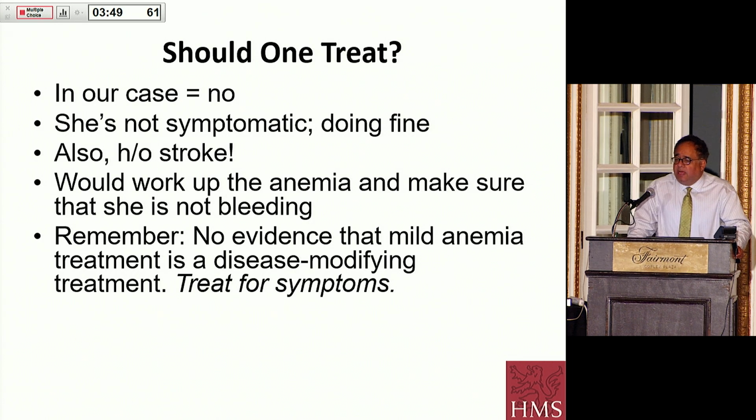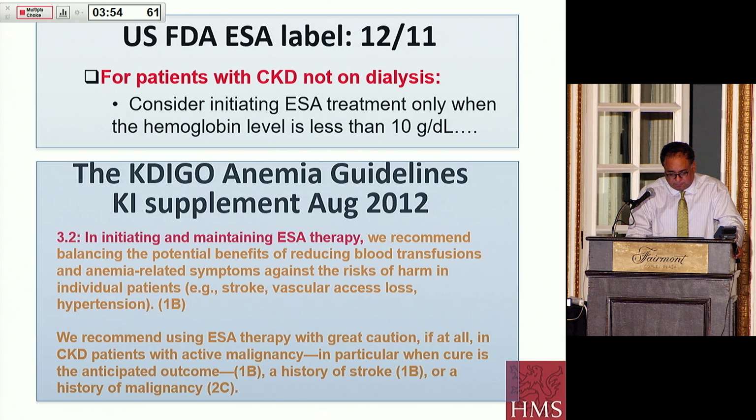If you do treat in these cases, you might treat because the patient has some symptoms. This is the US FDA ESA label from 2011. It hasn't really been changed that much since then. The FDA label for the drug says, consider initiating ESA treatment only when the hemoglobin level is less than 10. That's the official threshold level, right? So if this was coming in the boards, this would be a reasonable threshold to use. 10 and below, you treat, except if there are reasons why you shouldn't treat. Patient's not symptomatic, patient has a history of stroke, or patient has some other reason not to treat.